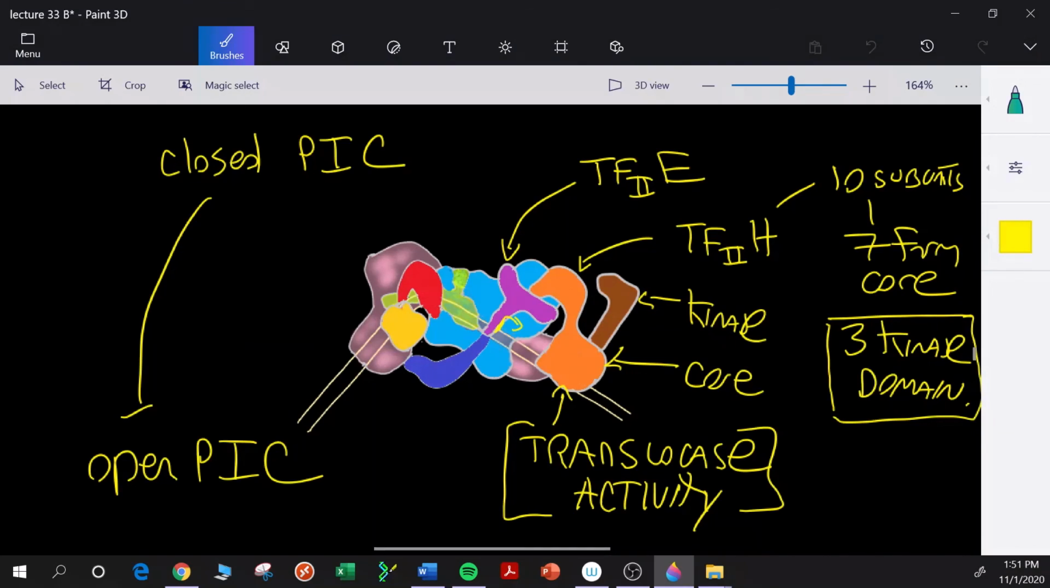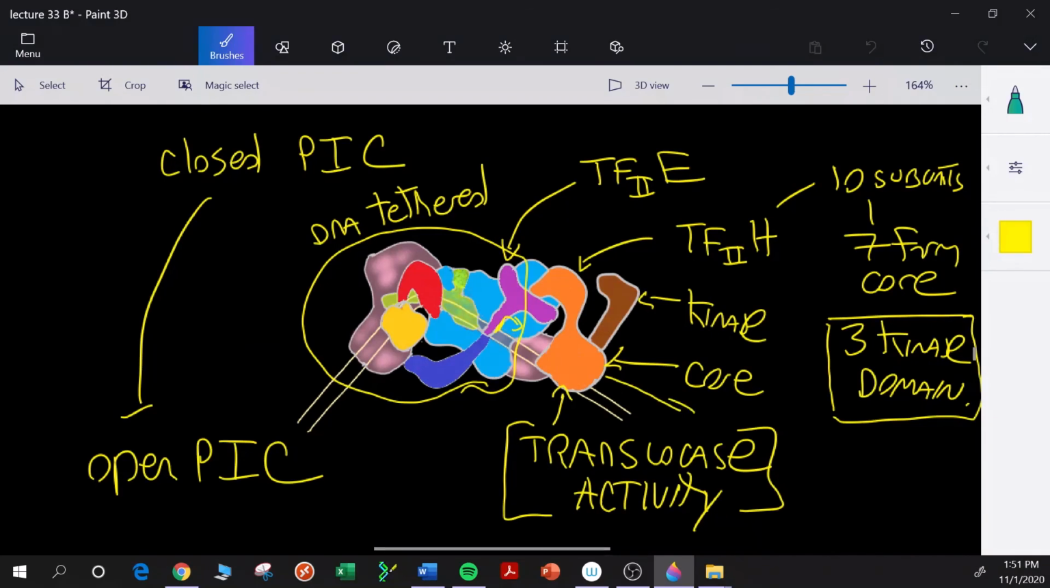Essentially, the DNA is held in place by all of these things over here. So the DNA is tethered, it can't move, can't spin. It's immobilized, right? So when TF2H starts using its translocase activity, what that means is it walks along the DNA. It's trying to walk this way, and the DNA is stuck. What that does is it unwinds the DNA because it's spinning the DNA. So this end is spinning over here.